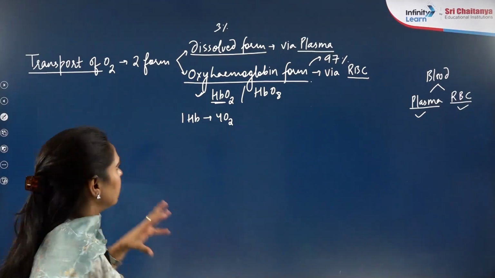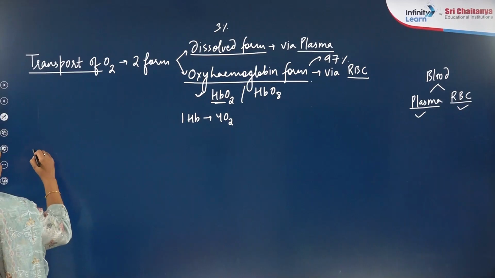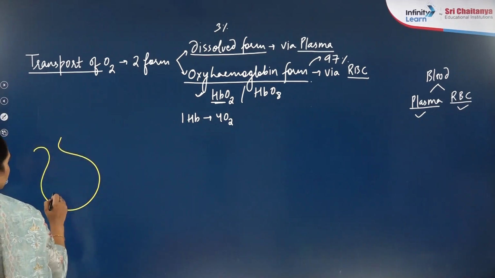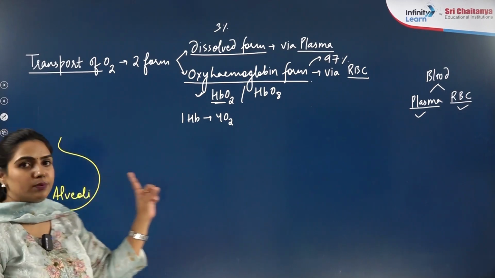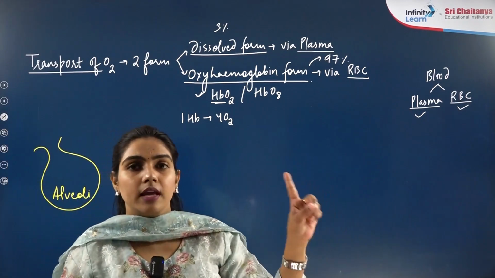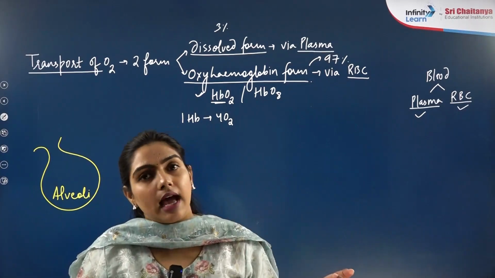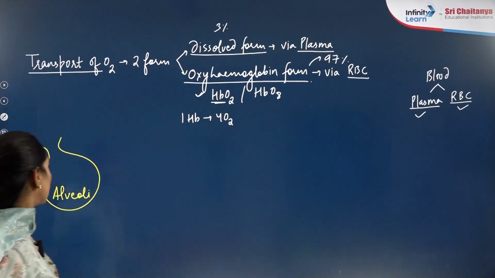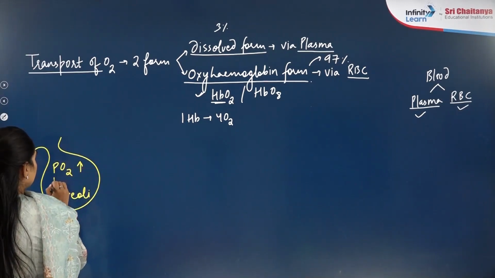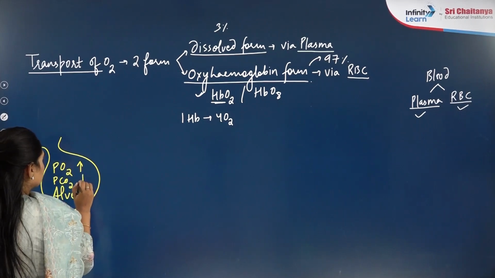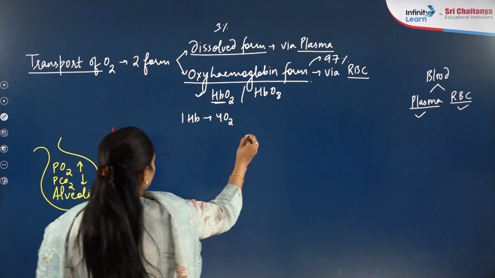But before that, let us start. Transport of oxygen will start from the alveoli. As in the last session, we have seen the transport of carbon dioxide, it started from the tissues and ended at the alveoli. Here, transport of oxygen will start from the alveoli because here partial pressure of oxygen is high, partial pressure of carbon dioxide is low.